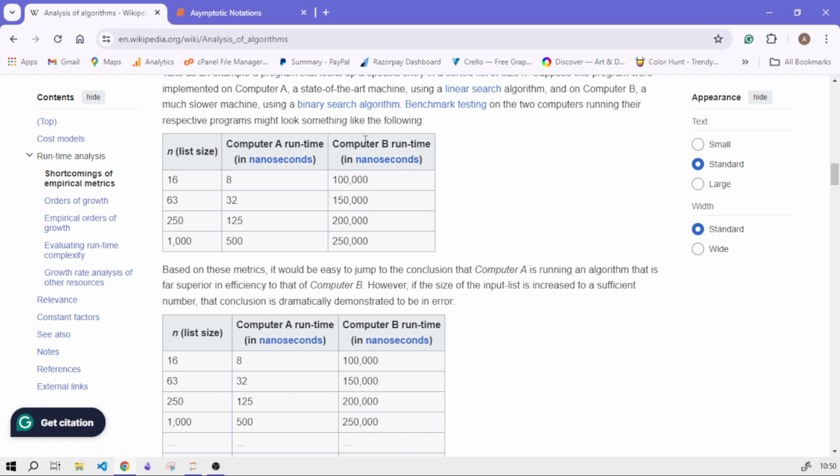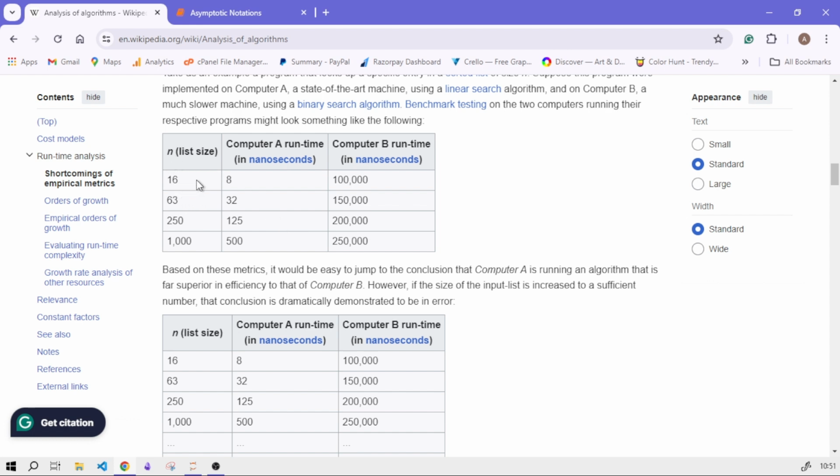Computer A is much faster than computer B, and we are running one algorithm on computer A and another algorithm on computer B. So we are running two different algorithms on computer A and computer B. Here we are trying to solve a particular problem and we are implementing two different algorithms. Computer A is much faster as compared to computer B, which is a very slow machine, you can say.